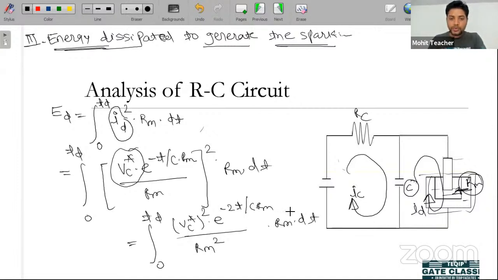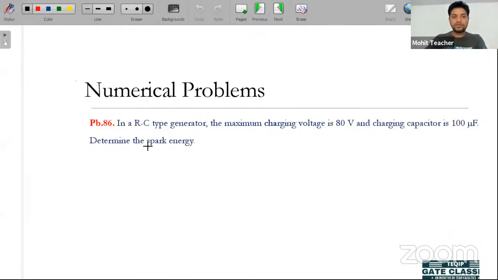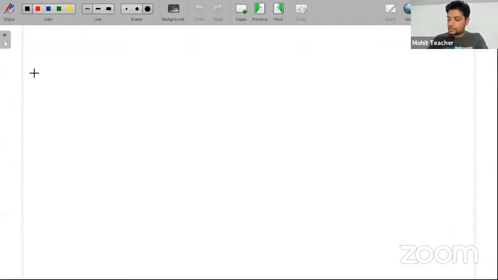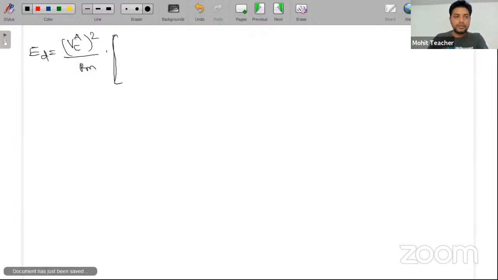Into RM into dt, so this will cancel out. Now here we have e to the power minus t, so we have to integrate it. The constant will be first this one, and in the numerator this one. I am just taking this outside. So ed will be equal to VC star square upon RM, and let me write it once first, integral from 0 to TD of e to the power minus 2t by C RM into RM into dt.